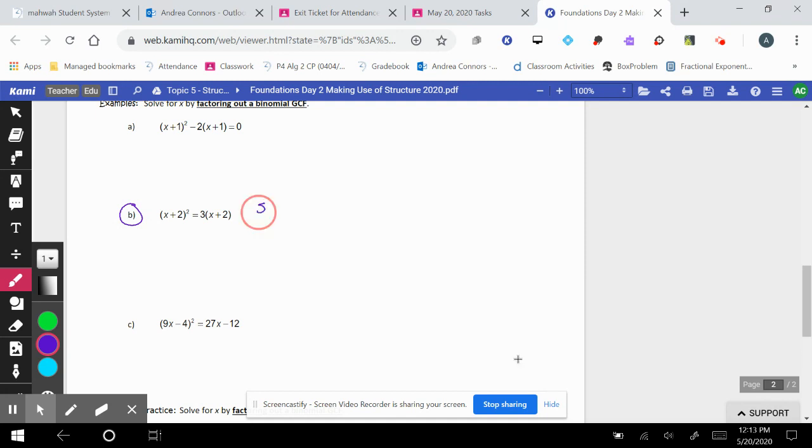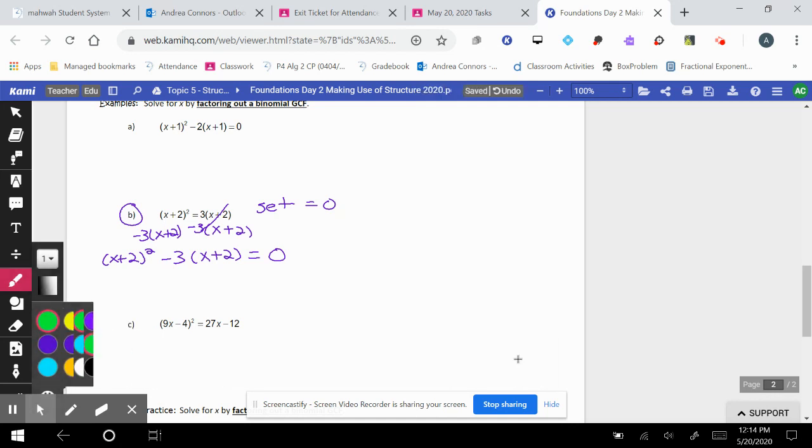So the first thing you have to do is set it equal to 0. So you subtract 3 times x plus 2 from both sides. Those cancel out, and you get x plus 2 squared minus 3 times x plus 2 is equal to 0. So that's because I did it to both sides, right? So that was your question. I'm subtracting 3 times x plus 2 from both sides.